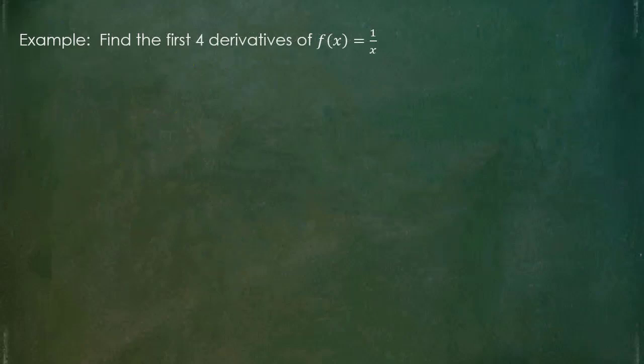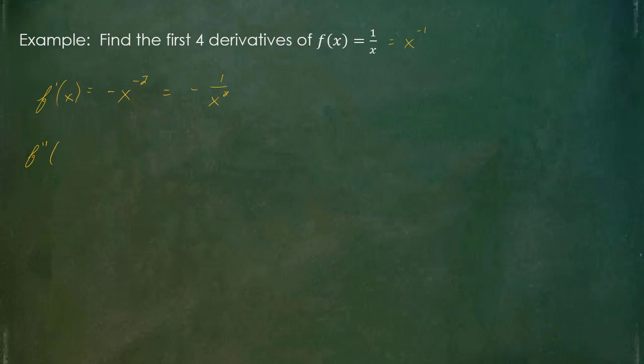Yet another example here. We'll go ahead and find the first 4 derivatives of this function. So this one, notice, is a rational function. First thing I would do with this one is go ahead and rewrite the x using a negative exponent. So this really would be x to the negative 1. So to find my first derivative, f prime of x, that would turn into negative 1 coming out front, and then drop by 1, so x to the negative 2, which really would be able to be simplified to be a negative 1 over x squared.